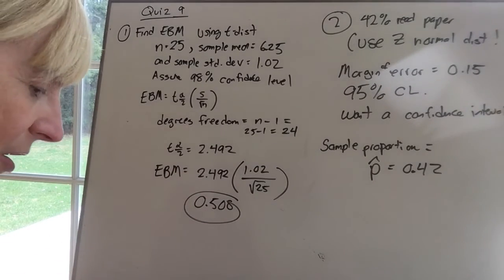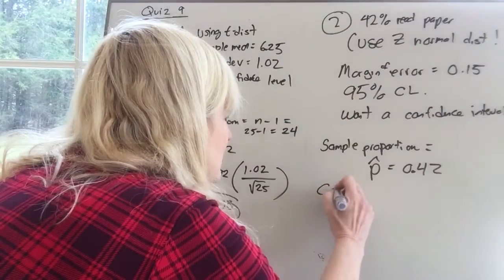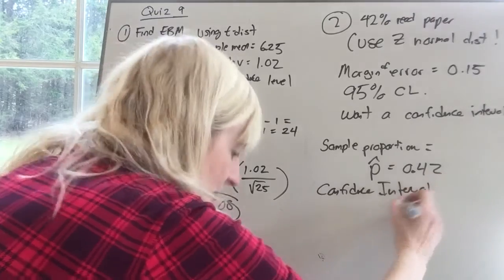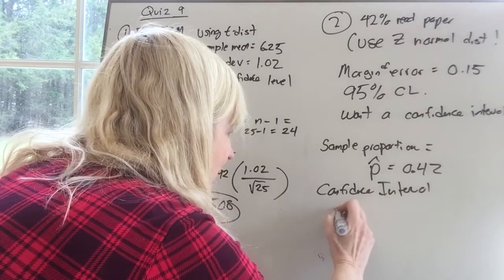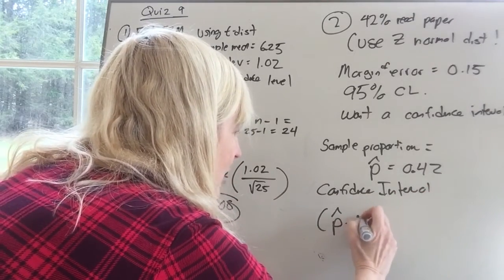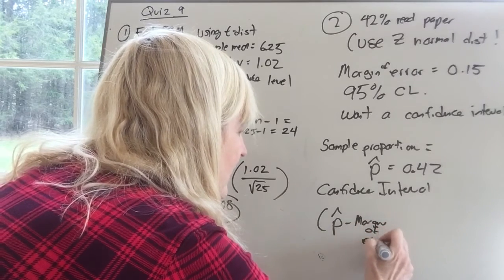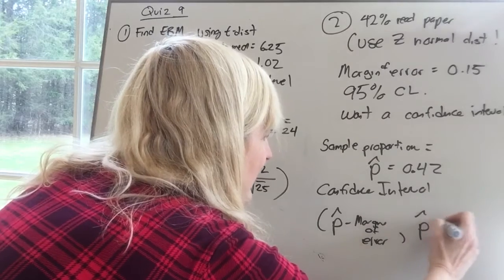Okay. To find the confidence interval, it's not bad, you guys. You have to do p hat minus margin of error, and p hat plus margin of error.